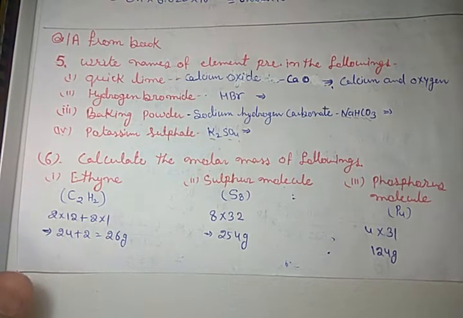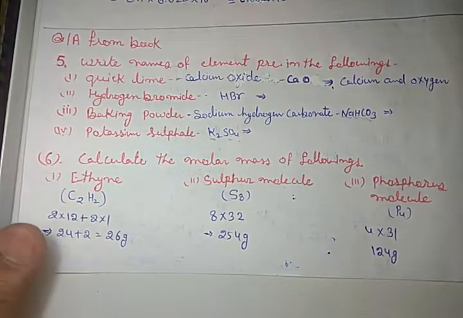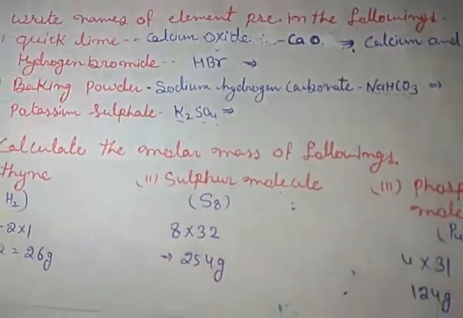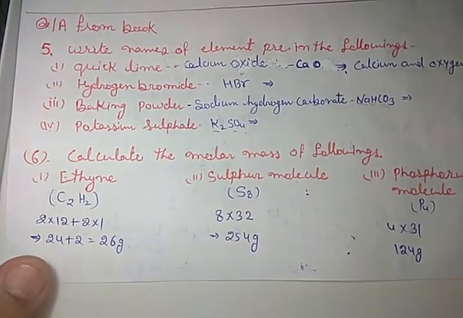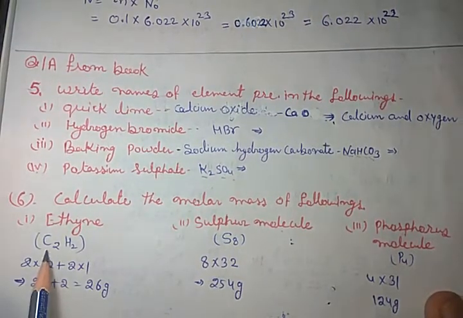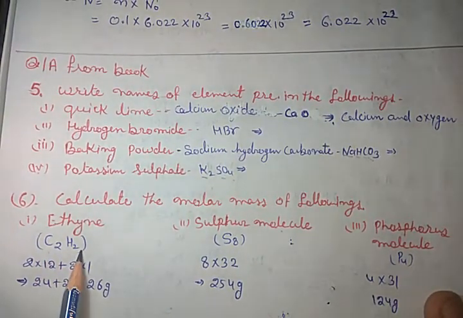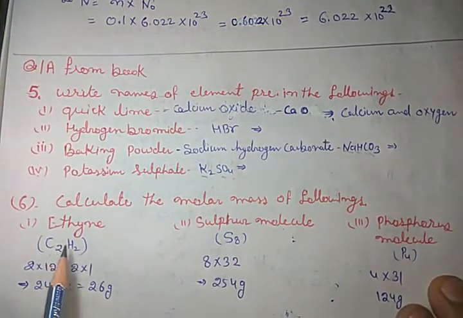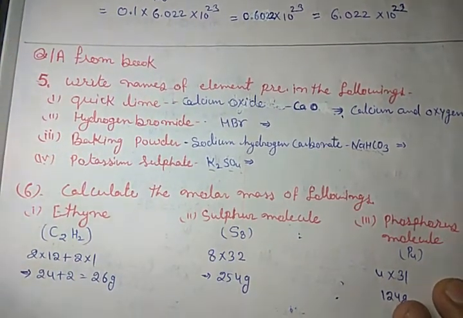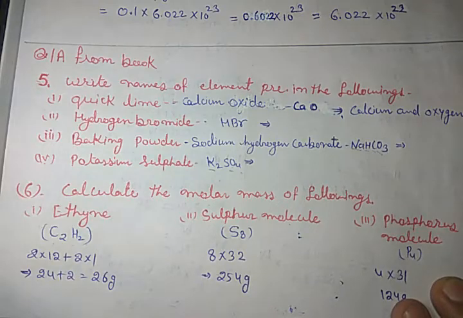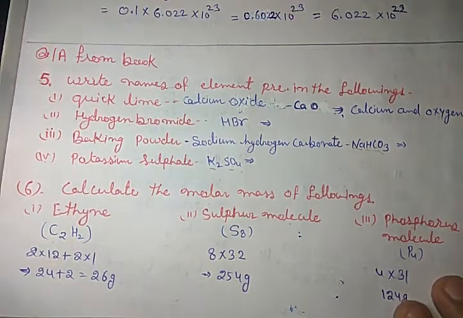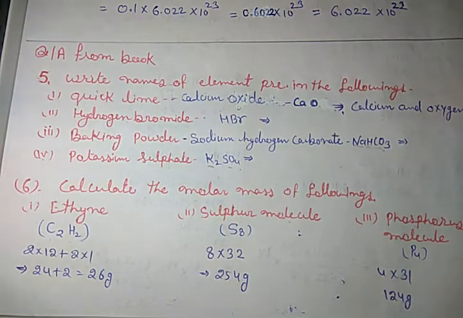The first one is ethene. The first example of that is ethene. We have to calculate the molar mass of ethene. The chemical formula of ethene is C2H4. And you know that in molar mass we add all the atomic masses. We add all the atomic masses.